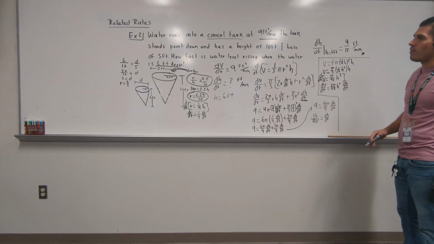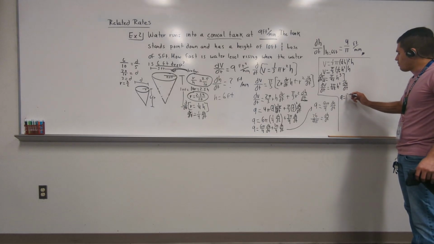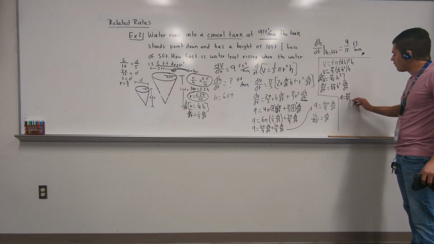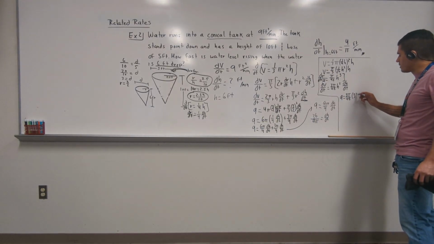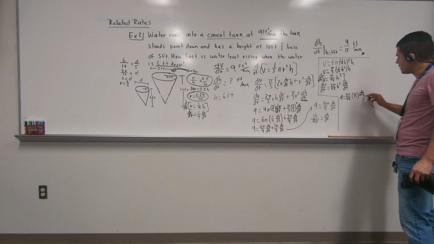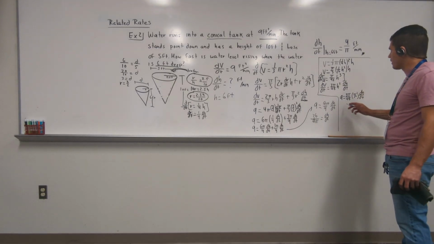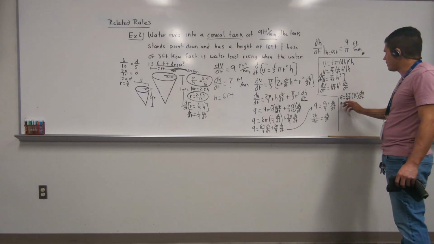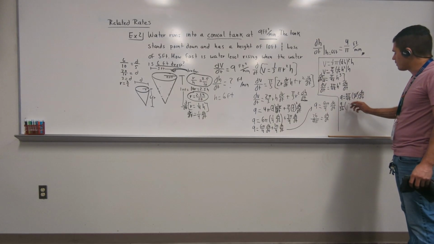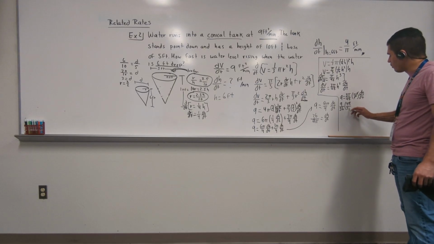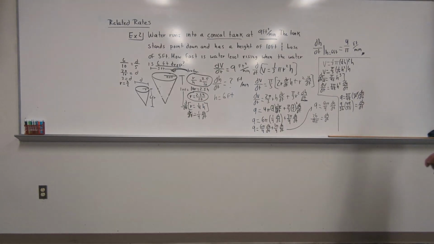dv dt we already know was 9, so I can say 9 is equal to 3 pi over 48. We know the height because the height was given to us. That's height squared, which is 6 squared, which is 36. And that leaves us with the dh dt, which is what we're looking for, right? So at this point, I can just say, okay, 9 divided by 36, so I can get rid of that, times 48 divided by 3 pi is equal to dh dt. So now it's just time to simplify things.